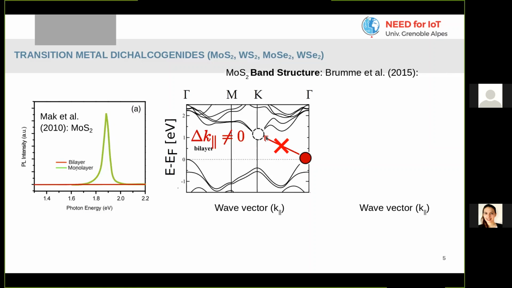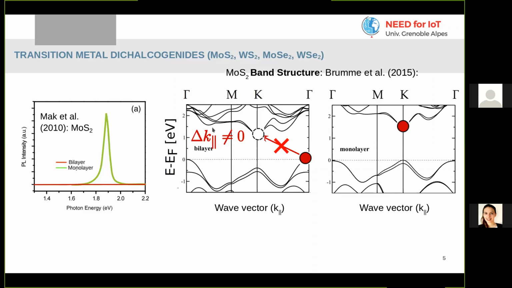Now in a monolayer system, the situation is a little bit different. If we make it here so that we have an electron here, well, the next lowest band is right underneath it. And in that case, the electron can lower its energy by emitting a photon, and now this rule is actually respected. So here a photon can be emitted, and that's why we have the strong photoluminescence in monolayers.